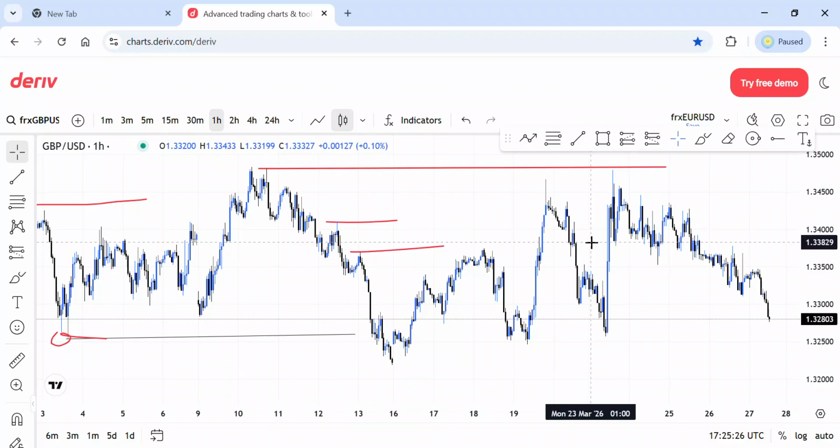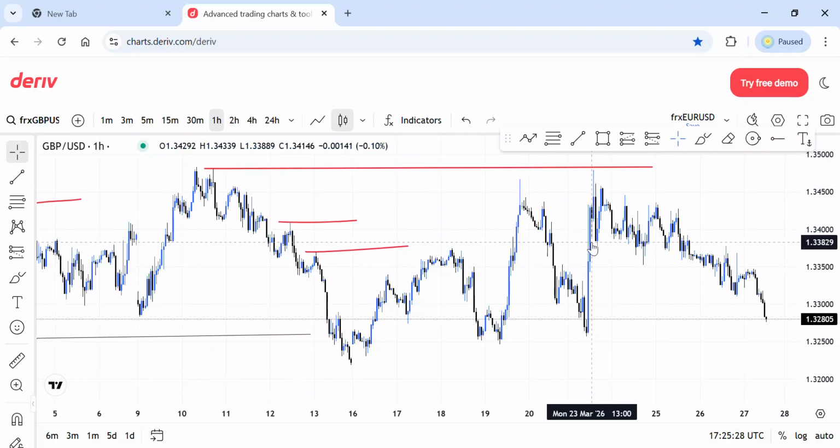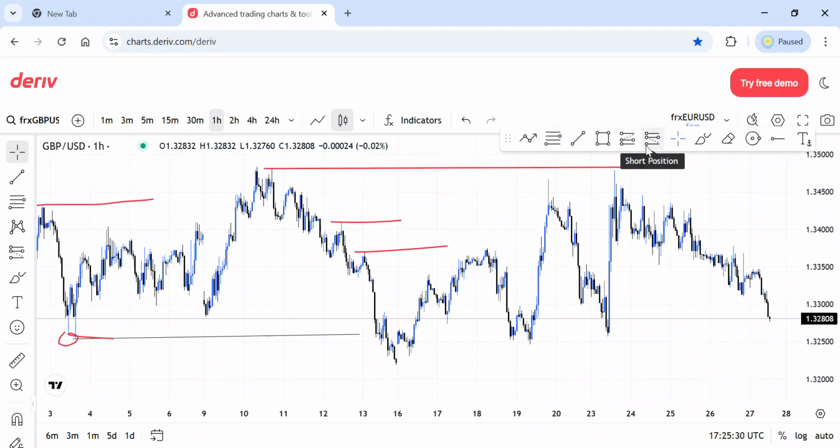You should be looking for a confirmation entry to sell. And when you see the confirmation entry, you sell. Then don't forget, liquidity is used to take profit too. So you're selling.